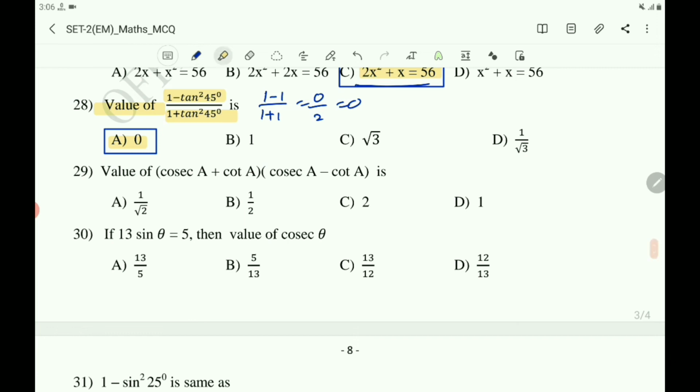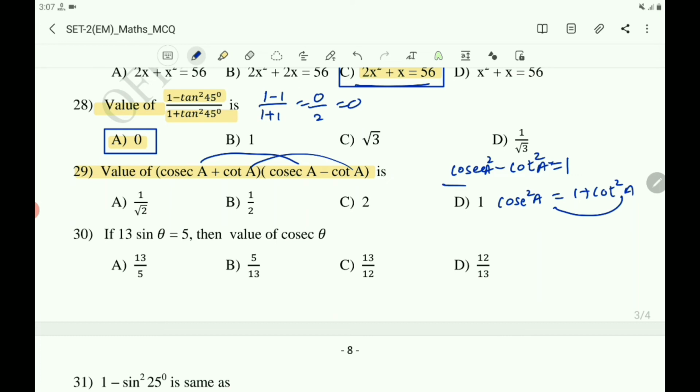Then you take the next question, question number 29. The value of cosec A plus cot A into cosec A minus cot A is. Here first use the identity (A plus B) into (A minus B). You know that it becomes cosec square A minus cot square A, equals 1. How is it 1? You know that 1 plus cot square A is equal to what? Cosec square A. So if it is transferred, it becomes this one: cosec square A minus cot square A, which is equal to 1.